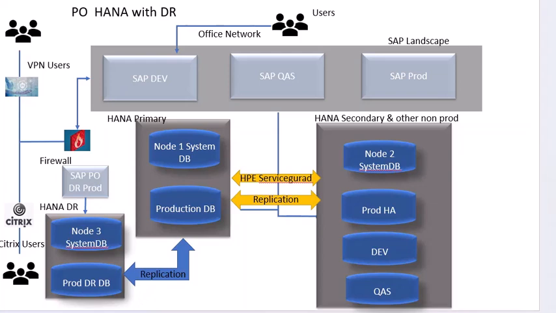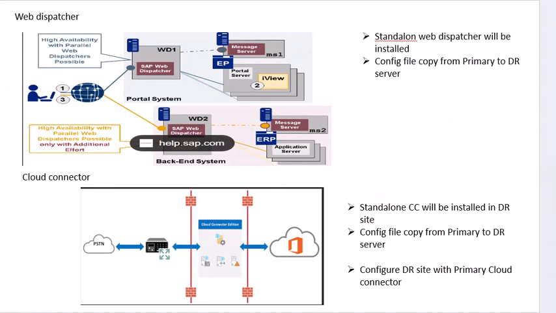Additionally, for the web dispatcher, we are proposing a standalone web dispatcher to be installed, with the configuration files copied from the primary to the DR server. So all the files we already have on the primary site will be copied to the DR server. You can use multiple web dispatchers, and we have explained the possible ways here, but we are proposing only the standalone one. We have also given help.sap.com to review more information on this.